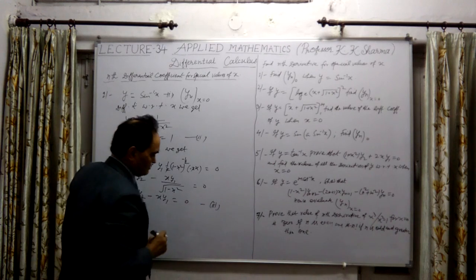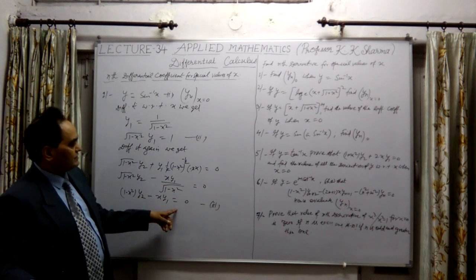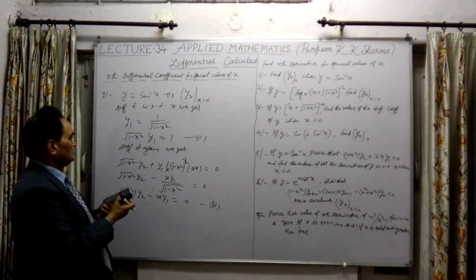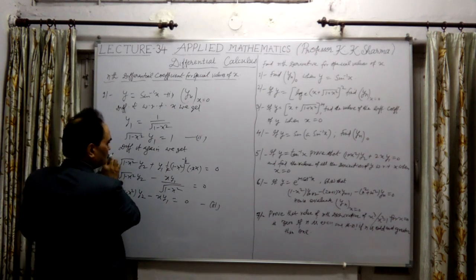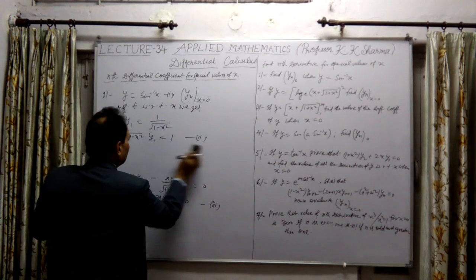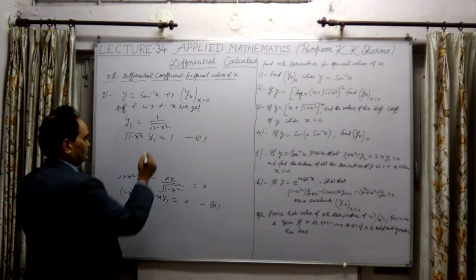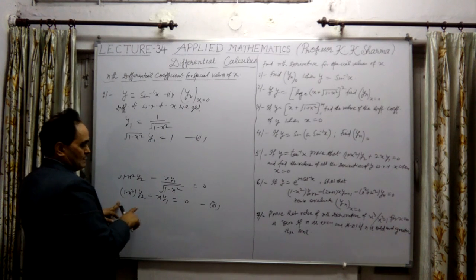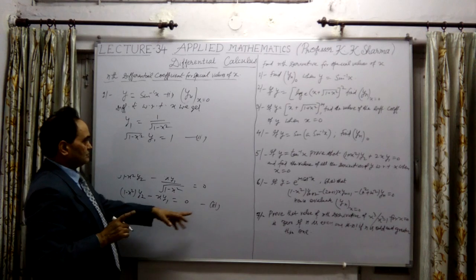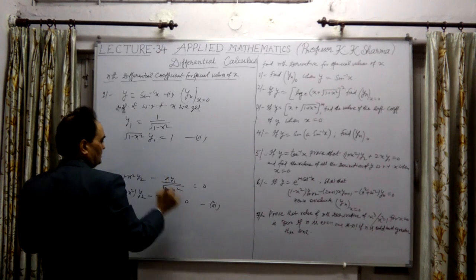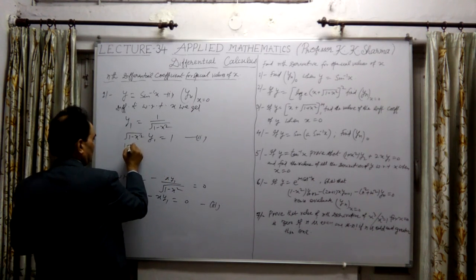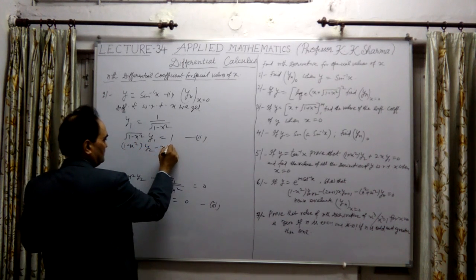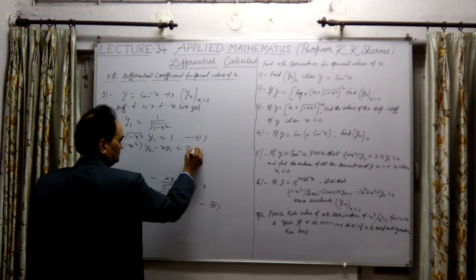Let me take this and differentiate it nth time using the Leibniz theorem, so we will get the nth derivative of this equation. Let me write it here. Let me write this equation here: 1 minus x square into y2 minus x y1 equal to 0. This is the third equation.